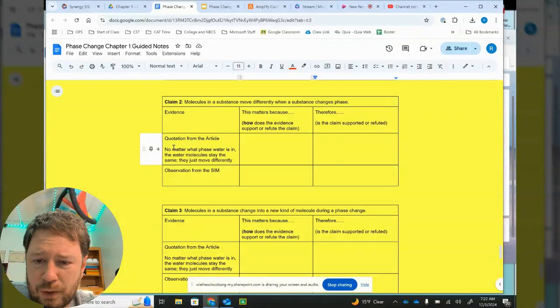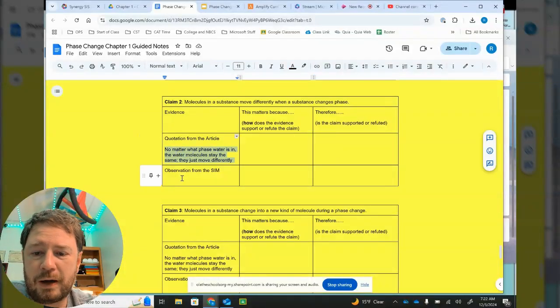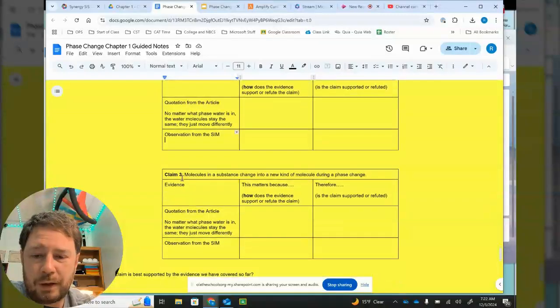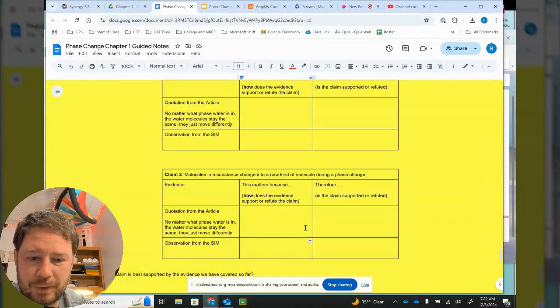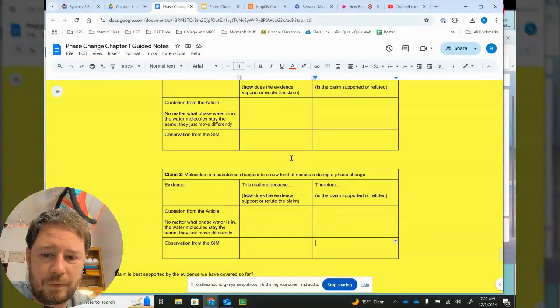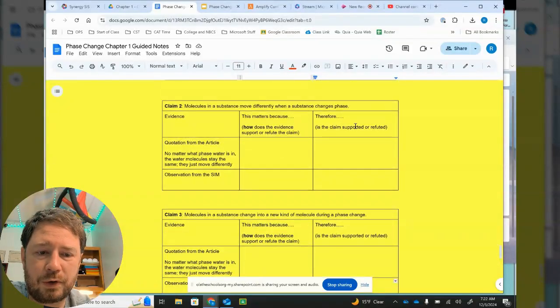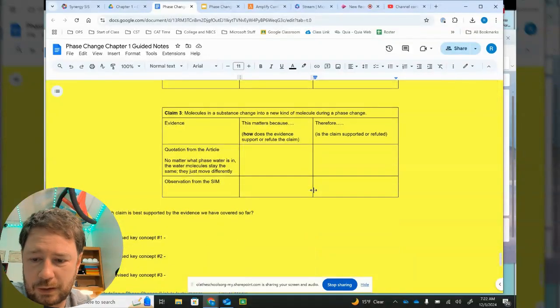So you need to look at claim 2. Here's evidence, or a quotation, from the article. You need to write in your own observations, and then look at claim 3. Here's the evidence from the article. Write in your own observations. Talk about why these observations and forms of evidence matter, and then explain if claims 2 or 3 are supported or refuted. So pause and complete claims 2 and 3.